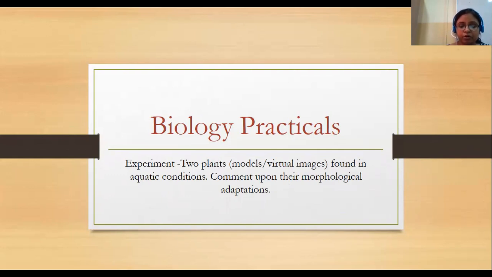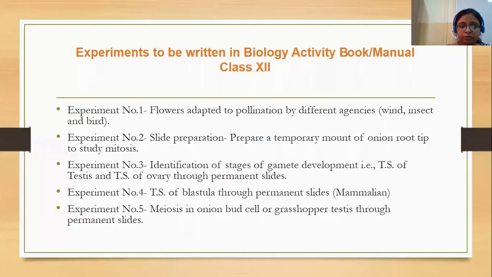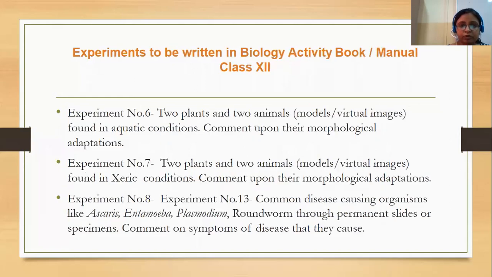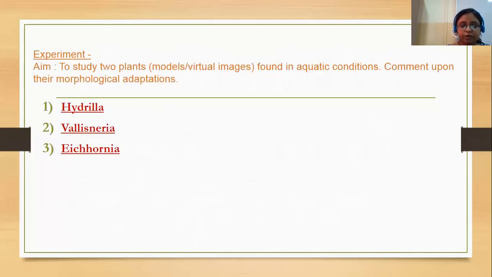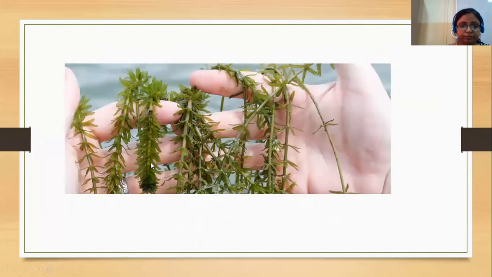Fine. So this is a list of the experiment that you are going to write in your notebook, that I have already shared with you on the Prism portal. Now the aim of today's experiment is to study the two plants through their models and the virtual images that are found in the aquatic habitats. We have to comment upon their morphological adaptations. So these three plants I have selected for today's study. First is the hydrilla, second is the Vallisneria, and third is the Acarnoria.